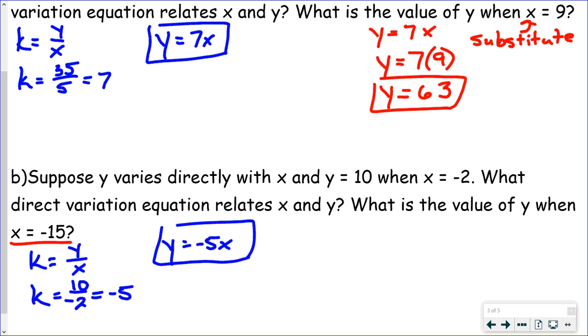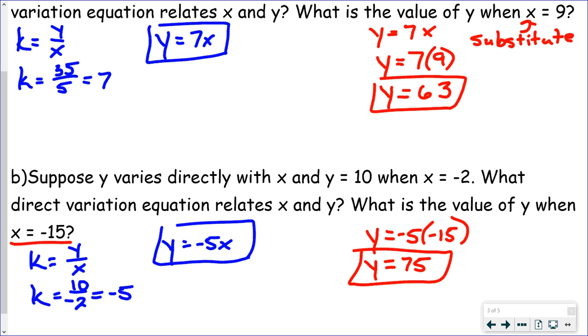And then we're going to substitute in the -15. So they say, what's y when x is -15? Let's say y equals -5 times -15. And so y equals +75. All right, so pretty easy. Again, these are the simplest forms of linear equations.